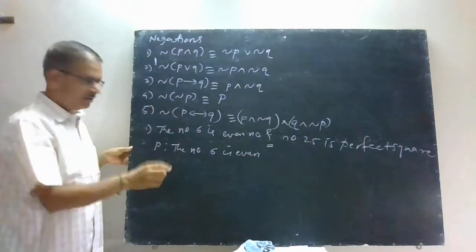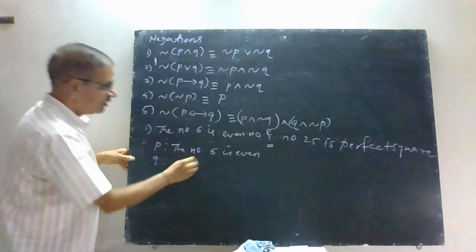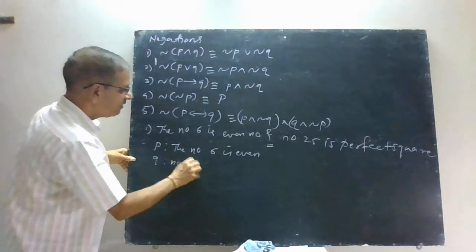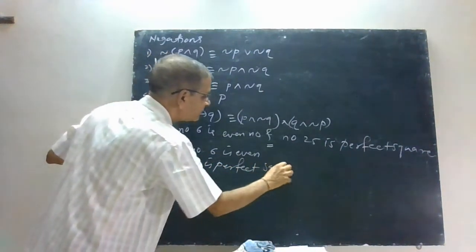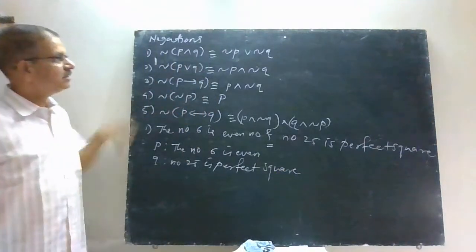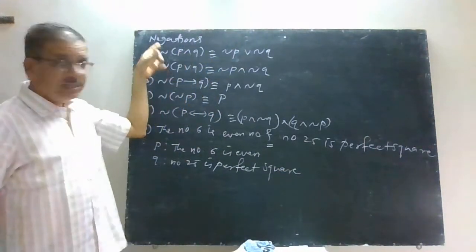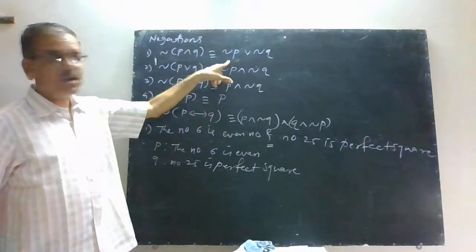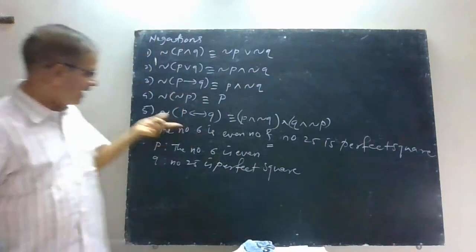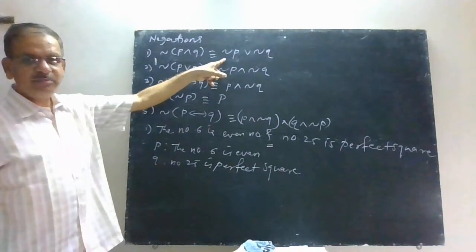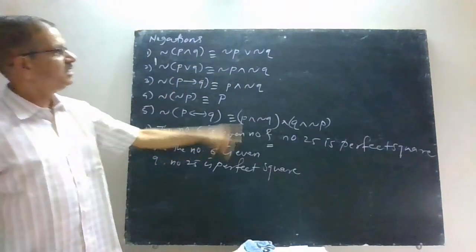I write only 1, and then Q is the number 25 is a perfect square. Now how do you write the negation? First of all, write down that the negation of P and Q is equivalent to the negation of P or the negation of Q, and then you will write the statement like this. The statement will be of this type: the number 6 is not an even number.